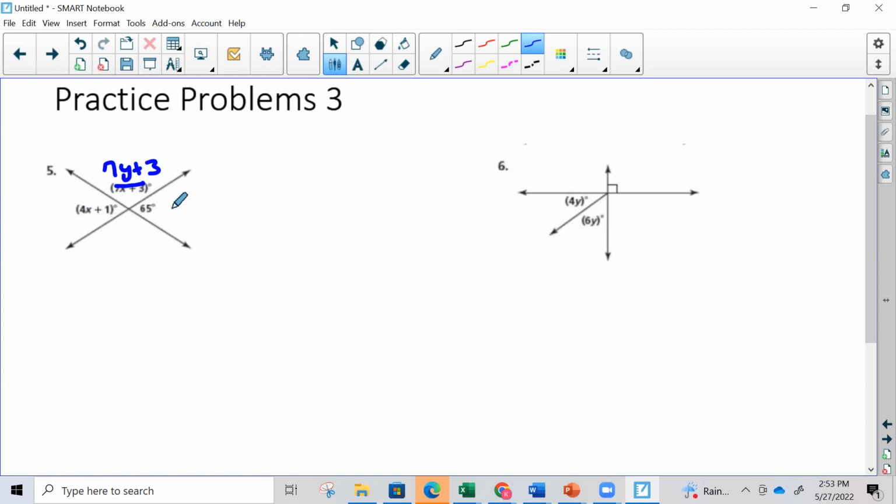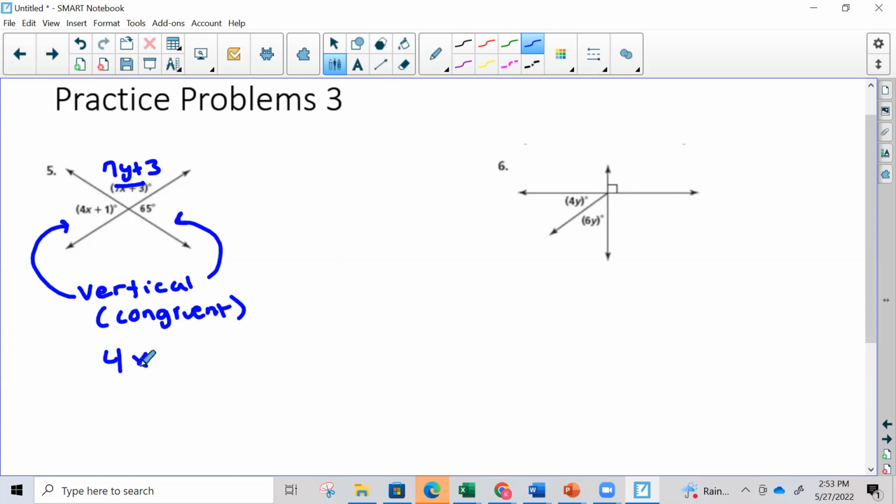So we have 4x plus 1, we have 65. If we think about them and think, okay, what is the relationship between these two angles? Well, they're across from each other, which means they're vertical. Okay. So this angle and this angle are vertical. If they're vertical, we know that they're congruent or that they have equal measures. And so that means we can set them equal to each other. And then we can solve.